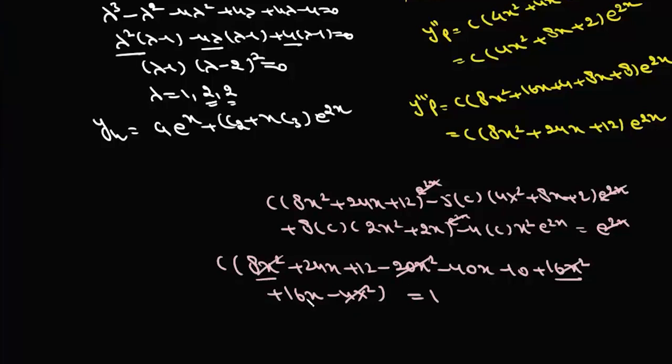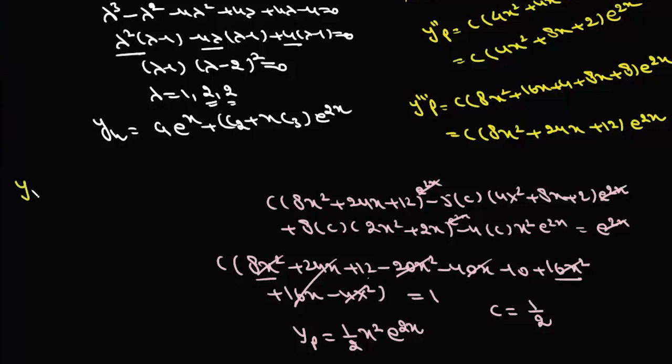Now 24x plus 16x is 40x, and 40x will cancel. Now this is 12 minus 10, which is 2, so the value of c is simply 1 by 2. So our particular solution yp is 1 by 2 x square into e to the power 2x. So now we can write the general solution.